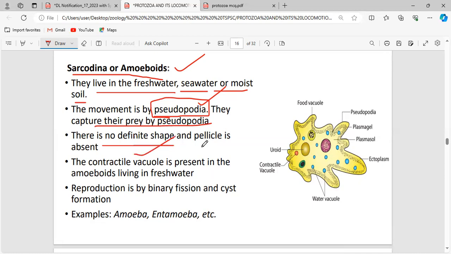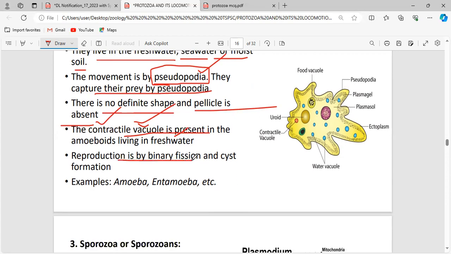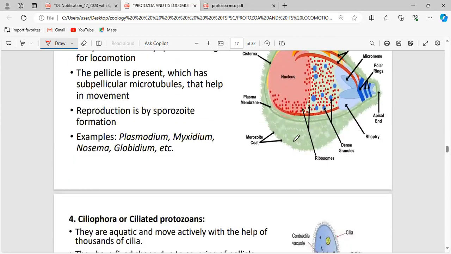As it is irregular in nature, no pellicle is present here. Pellicle is absent in the amoeboid protozoans. And contractile vacuole is present. Contractile vacuole is an osmoregulatory organelle, so it is definitely present in the amoeboid protozoans. Reproduction is done by binary fission and cyst formation. Examples are amoeba and entamoeba. You have to remember the examples.